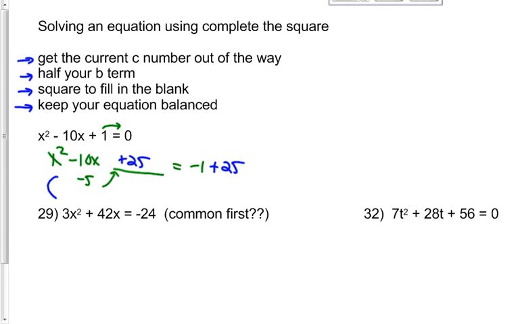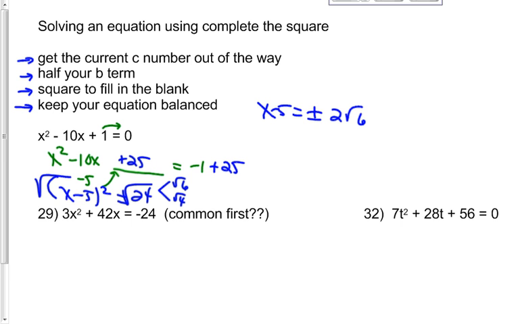My left-hand side now factors into x minus 5 squared. My right-hand side, 24. Now I can square root both sides. Now I'm in the solving stage. So square root both sides leaves me with x minus 5 equals plus and minus the square root of 24. 24 breaks into two pieces, remember. Square root of 6, square root of 4, which is then 2 root 6. And now I can add 5 to both sides. x equals 5 plus and minus 2 root 6. And there's my two solutions.